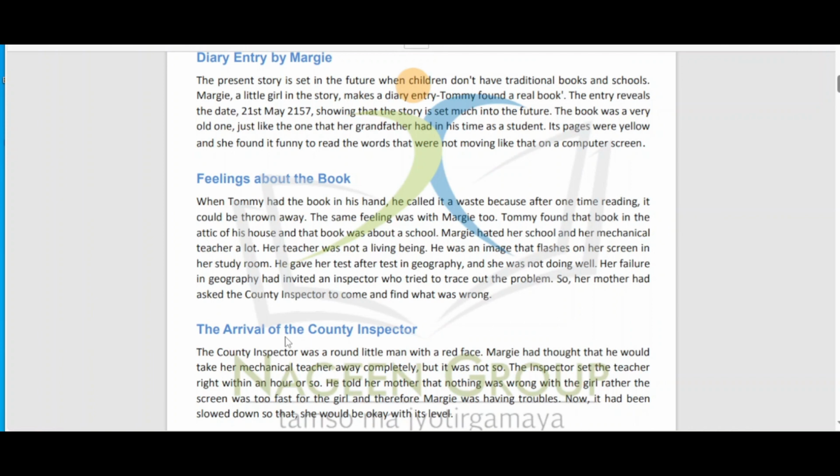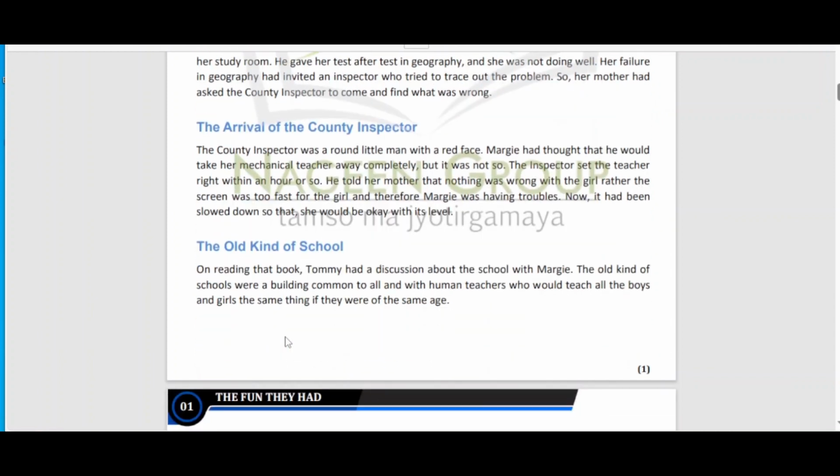So her mother had asked the county inspector to come and find what was wrong. She called the county inspector to come and find what was wrong, because he tried to trace out the problem. The same reason is mentioned here also: the county inspector has to come and find what was wrong. Okay, so the next point, the arrival of the county inspector. Now the mother called up the county inspector. So after the arrival of the county inspector, what was going on?